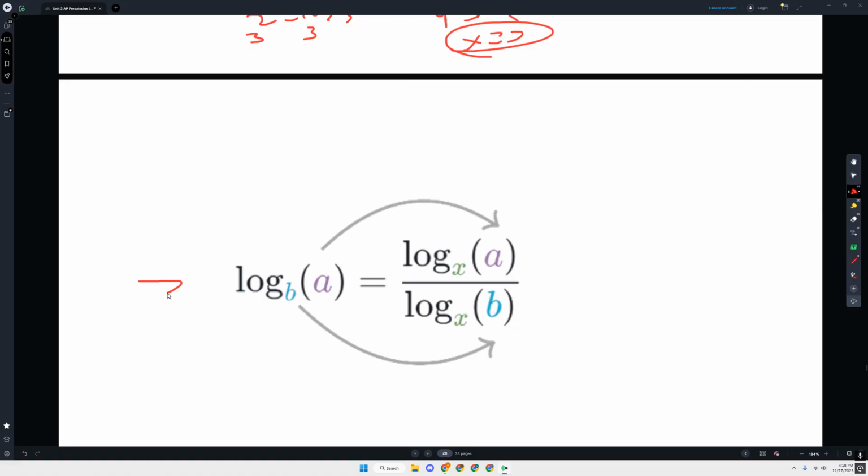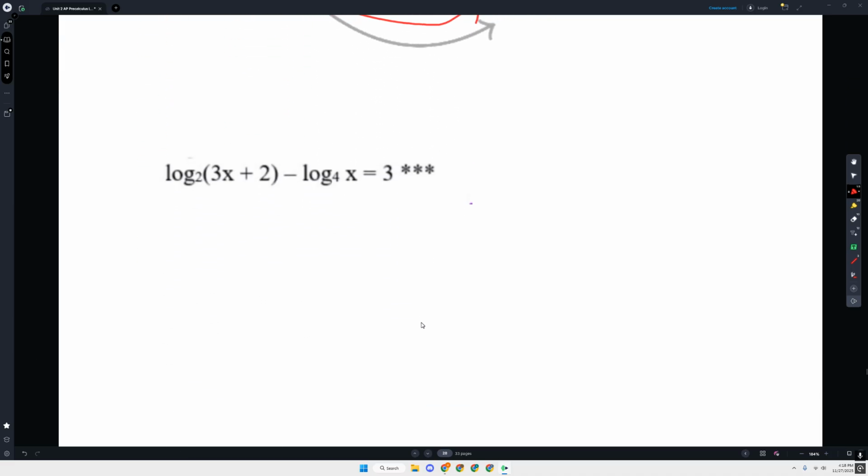So this is change of base, which is just log base b of a is equal to log base x of a divided by log base x of b, which means the inside goes to the top and the base goes to the bottom. And you can choose what x wants to be. So we're going to solve this. And this is a long one.